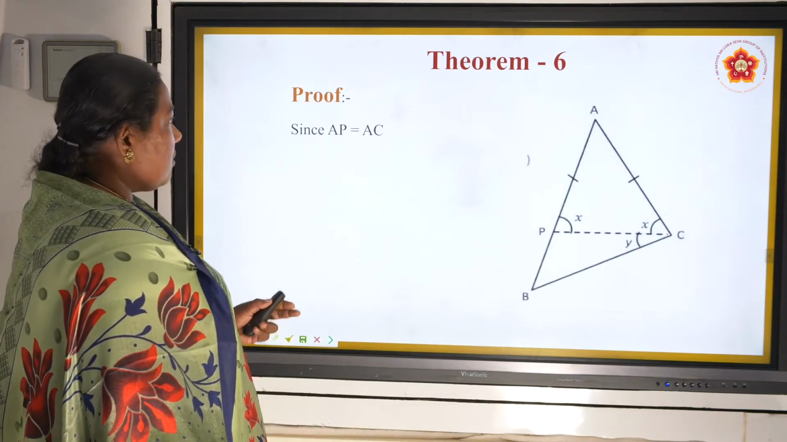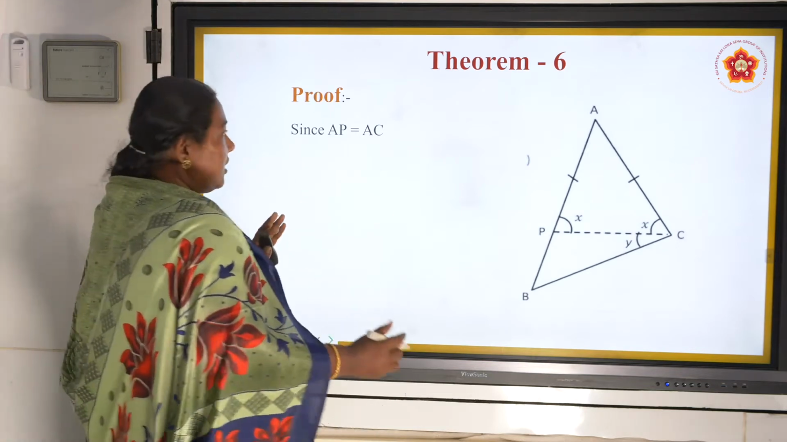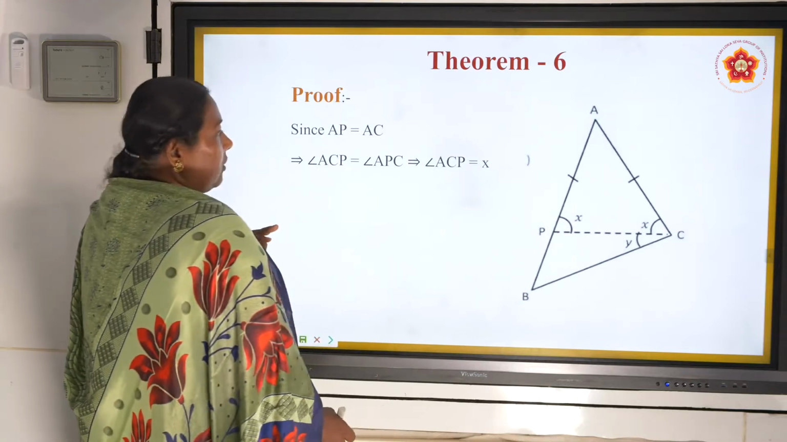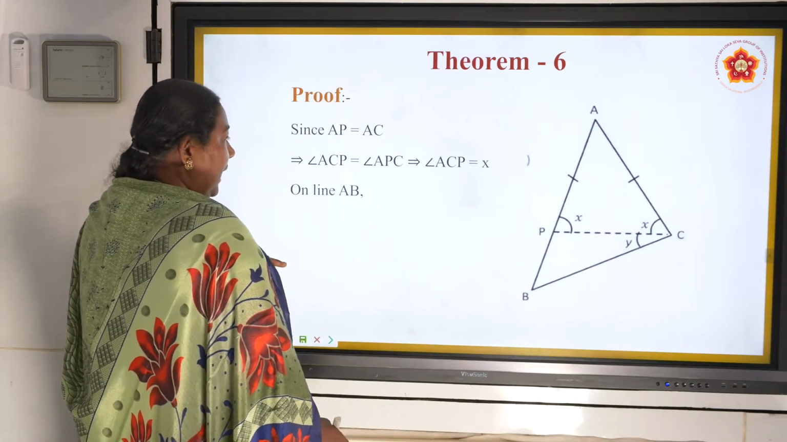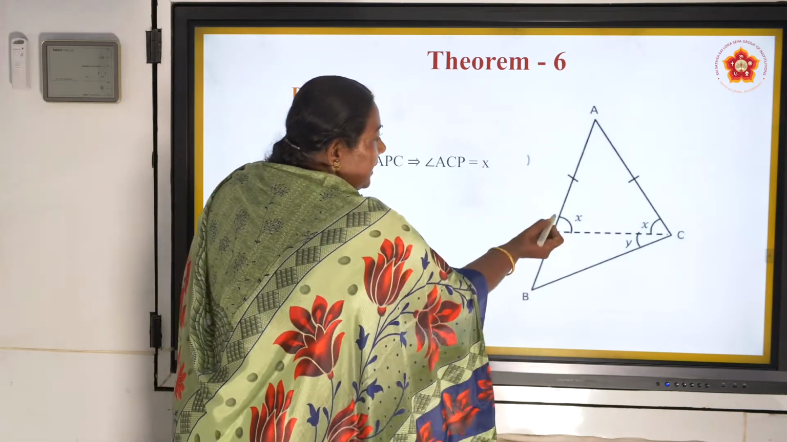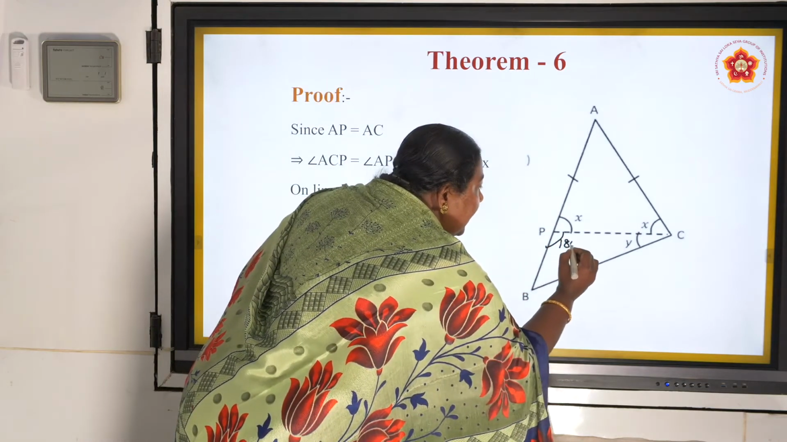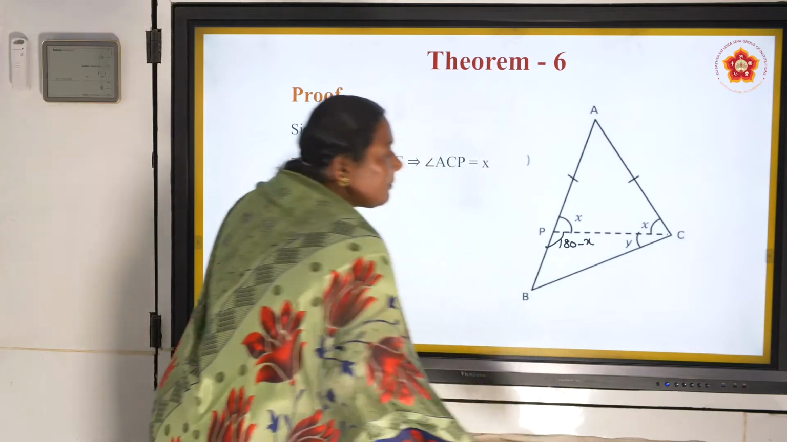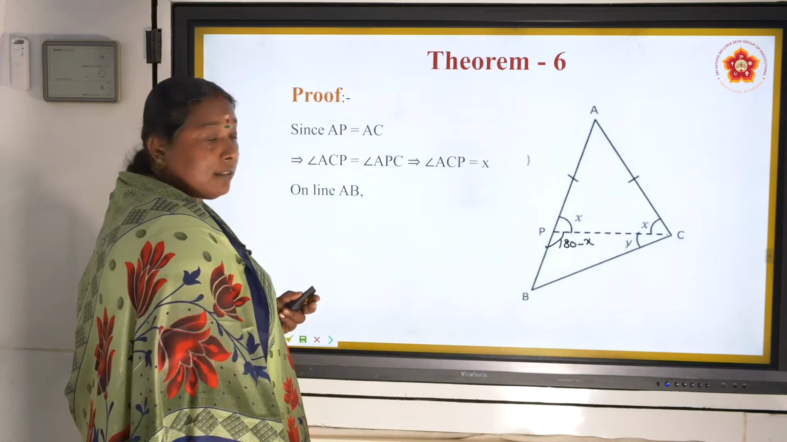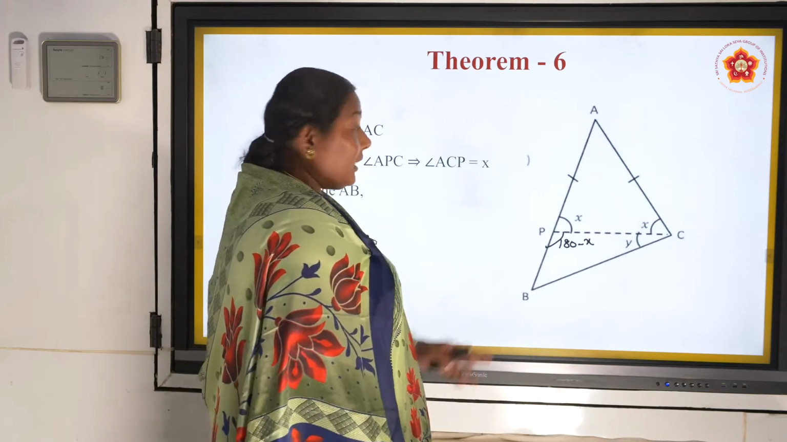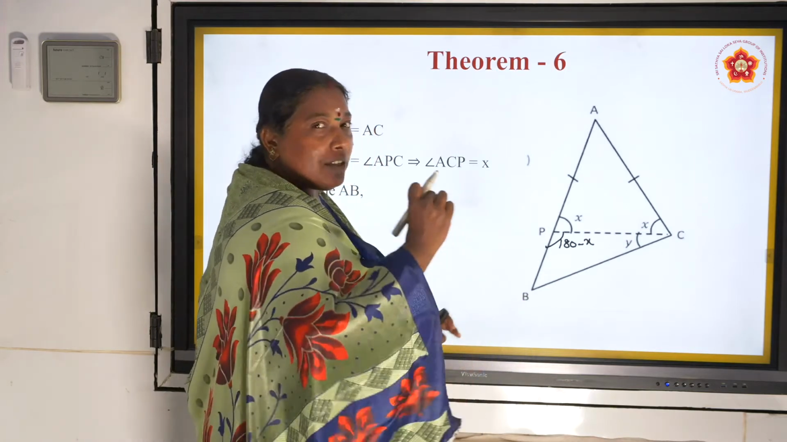Here AP is equal to AC, so angle X is equal to X. Next, on the line AB, if this is X, then this will be 180 minus X. Okay, now I forget about my APC triangle. Let me look at this small triangle.